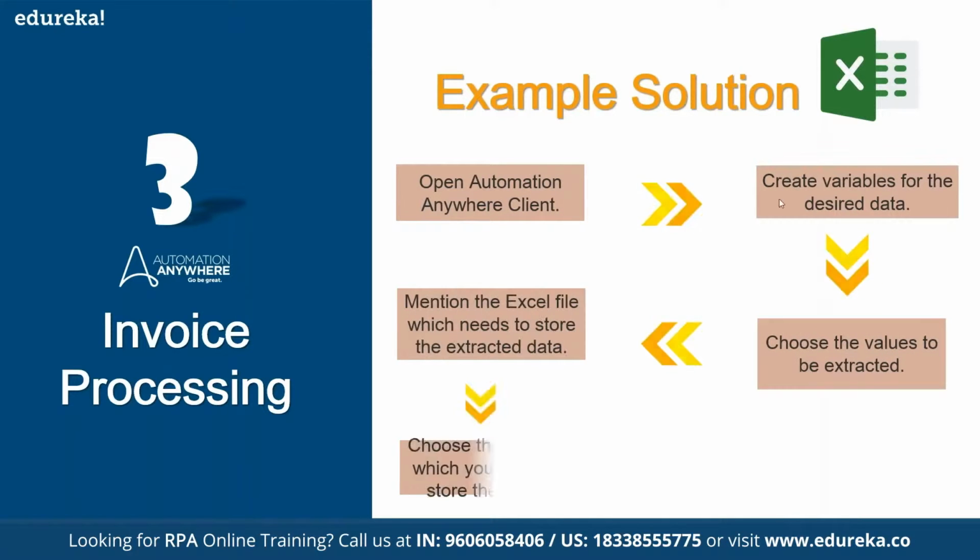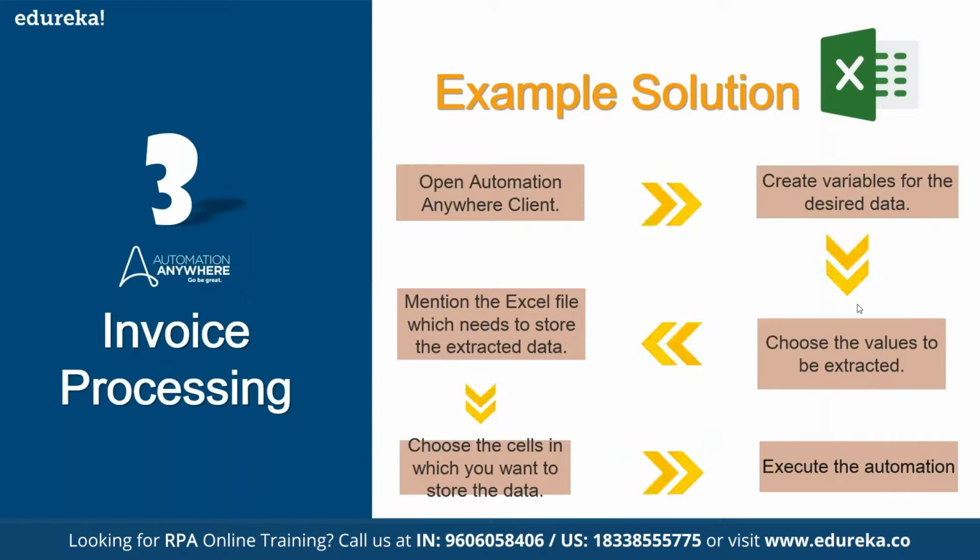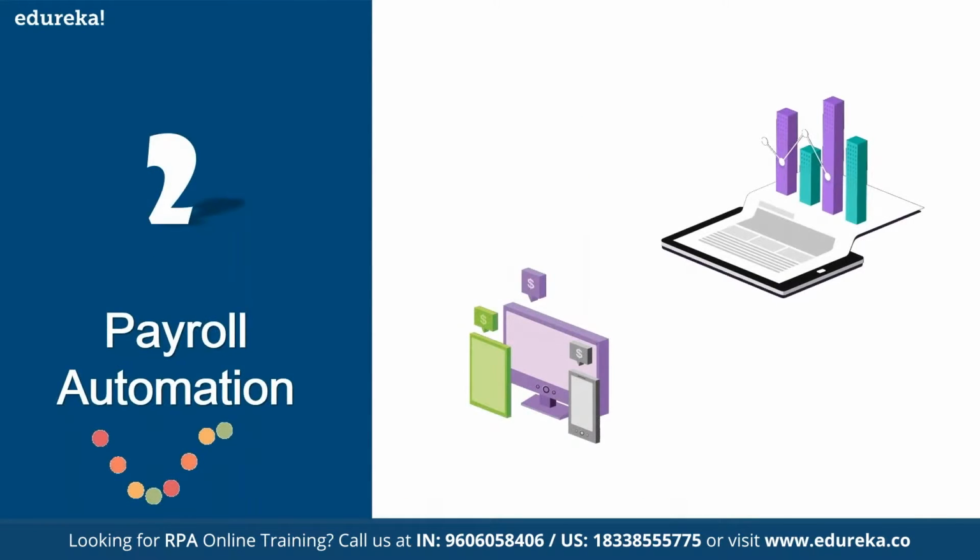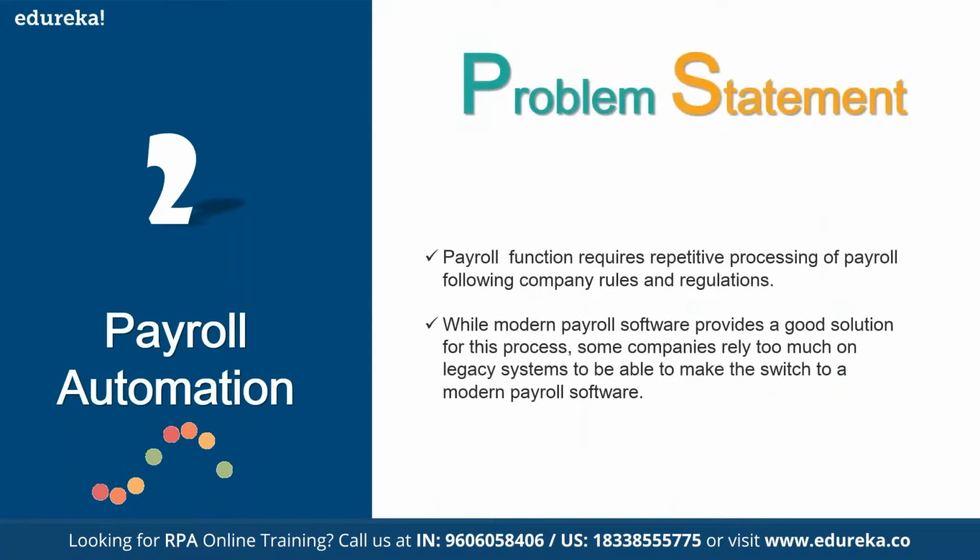Open the Automation Anywhere client, create variables for the desired data, choose the values to be extracted from the PDF, and mention the Excel file in which the extracted data needs to be stored. Choose the cell where you want to store the data and execute the automation. So extracting specific data from a PDF and storing it in an Excel is one more project, that is invoice processing. Next, payroll automation. So you know what a payroll is, right?